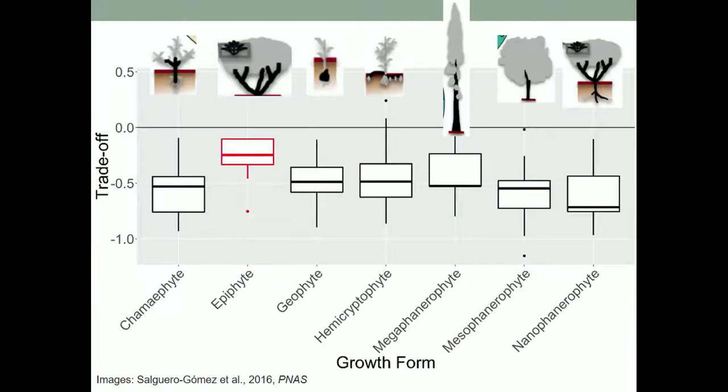I made this brief preliminary analysis, and most of the growth forms tend to be quite around the same value, but it's the epiphytes that are the interesting ones that seem to show less of a strong trade-off, but they're also the only growth form here that tends to live on other plants. And that requires more investigation.